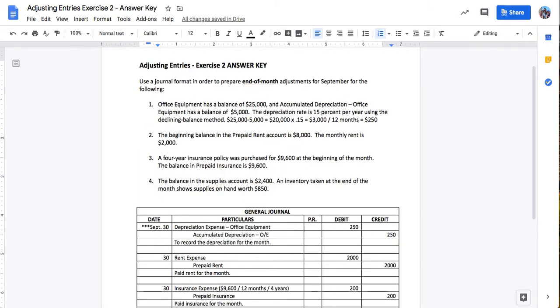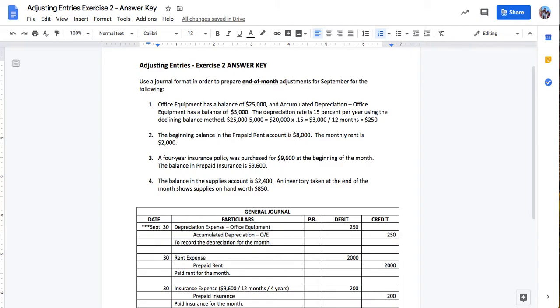Okay, let's go on to our next one. So we see that the beginning balance in prepaid rent is $8,000 and the monthly rent is $2,000. There's a bit of a trick here. It looks like we're trying to do something that's a little bit more complex than it is, but this one is actually super simple.